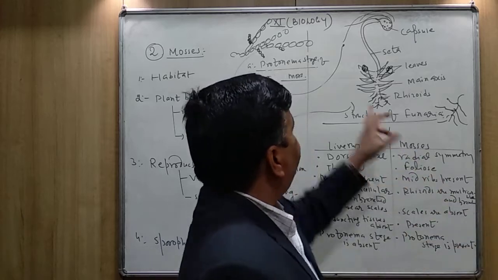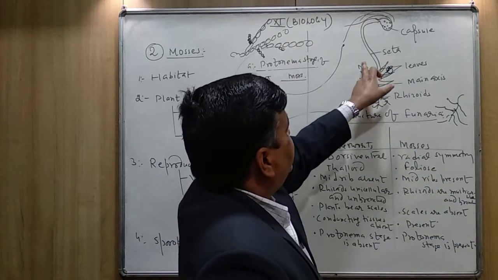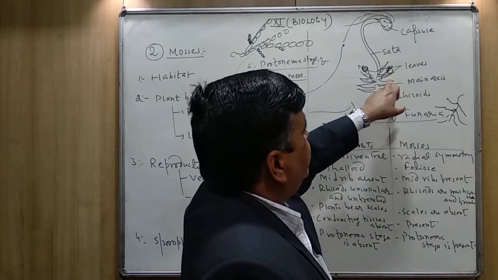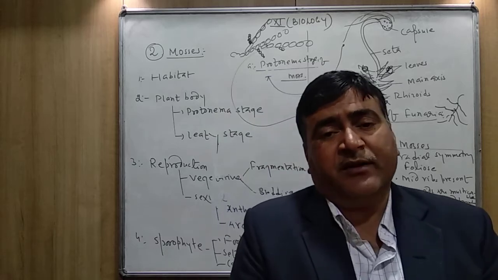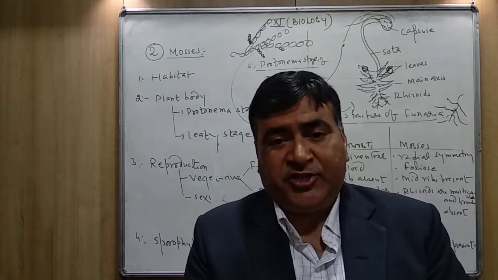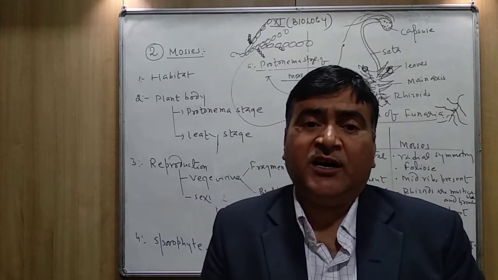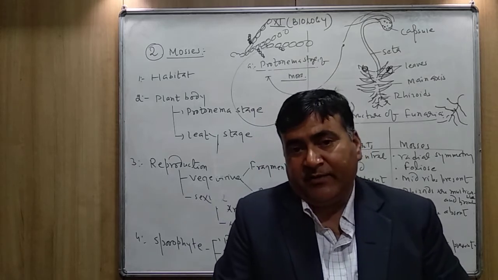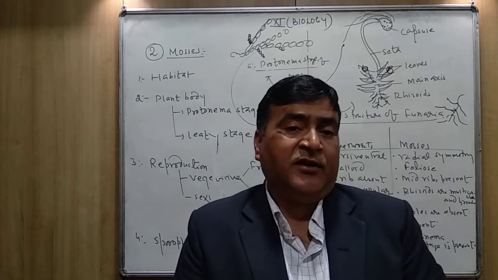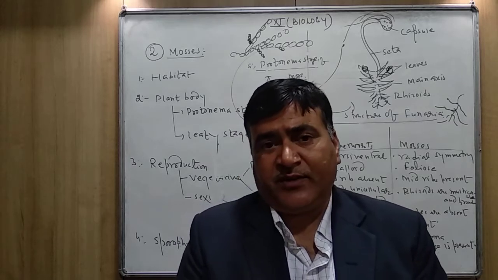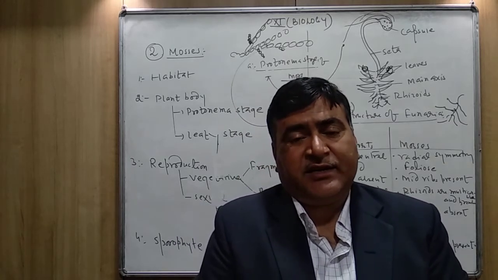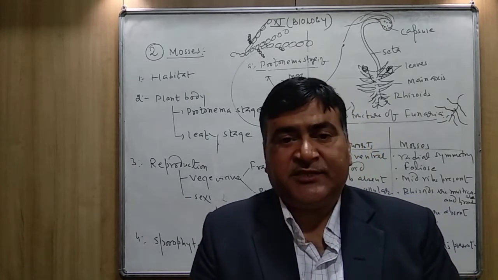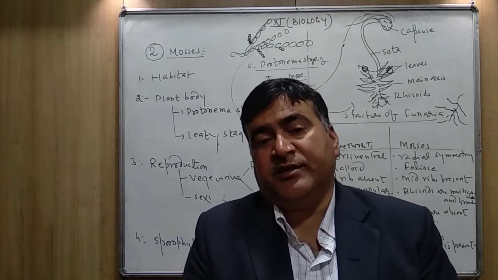When antherozoids are discharged from the antheridium, they come to the archegonium, and any one antherozoid can fuse with the egg which is present in the archegonium, and this process of the fusion of the male and female gametes is called fertilization, or you can say syngamy. So fertilization here is the process of the fusion of antherozoid to the egg which is present inside the archegonium to produce zygote.